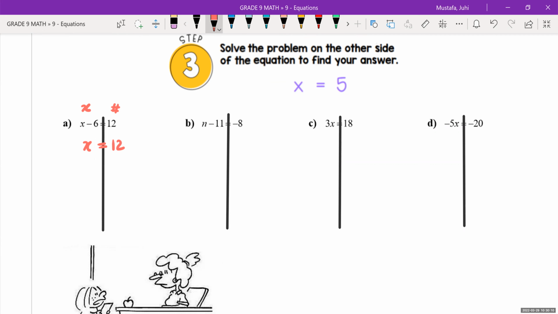And what we're going to do is take that negative 6 and move it over to the other side. And when we do that, it changes its operation and becomes positive 6.